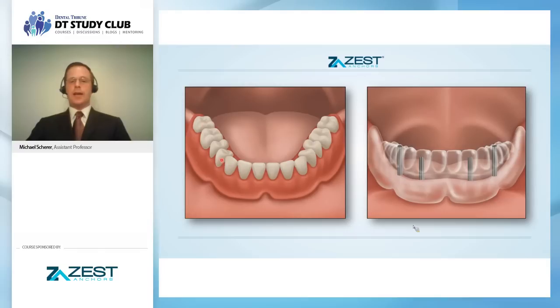So what we're going to do is take the existing complete denture and, as I mentioned before, duplicate it. Based upon what we saw with the panoramic radiograph, we can ask the laboratory to place precision guide sleeves or tube sleeves into your surgical guide.